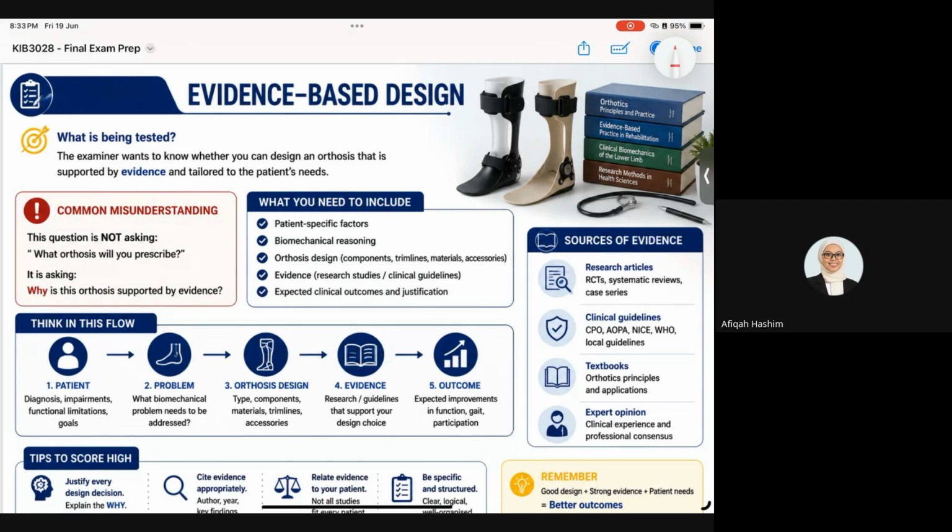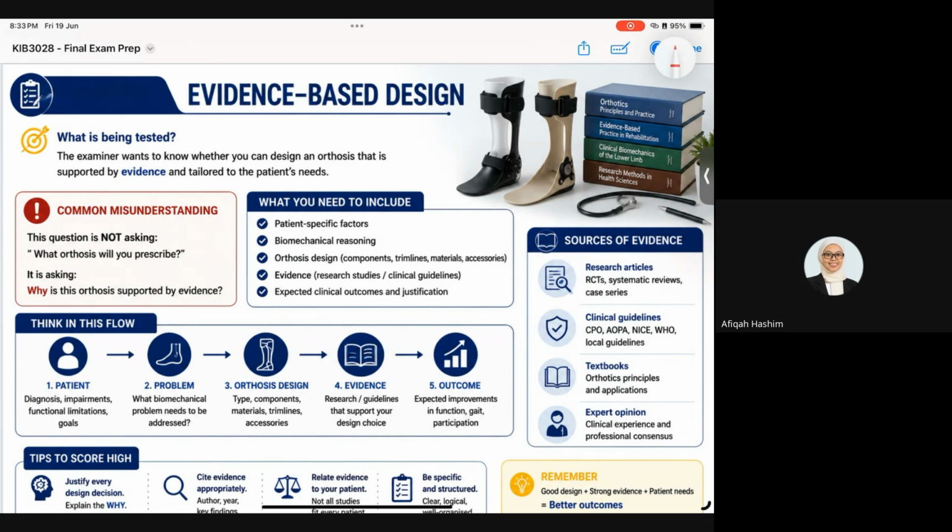So if the question asks you to design an orthosis, don't immediately jump into the design. Start by understanding the patient. So ask yourself, what is the patient's diagnosis, what functional problem, what activities does this patient want to perform? Okay, if the patient is small, he or she wants to join sport. So you need to think of all of that. Once you have answered those questions, then you think about the orthosis.